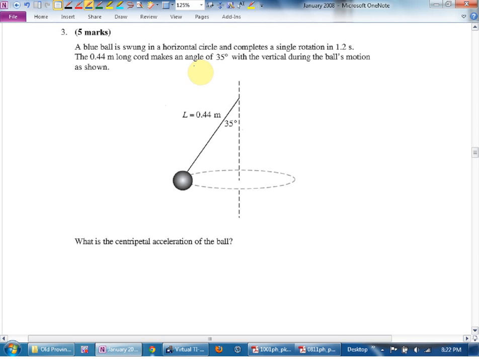Anyways, a sphere is swung in a horizontal circle and it completes a single rotation in 1.2 seconds. You know what? They just told me the period and they gave me a strong hint as to which equation I'm probably going to use here. The one with the period in it. The 0.44 meter long cord makes an angle of 35 degrees with the vertical. What's the centripetal acceleration of the ball?